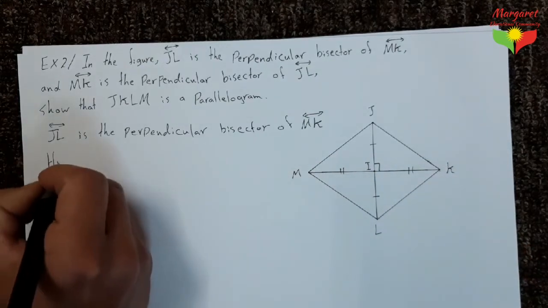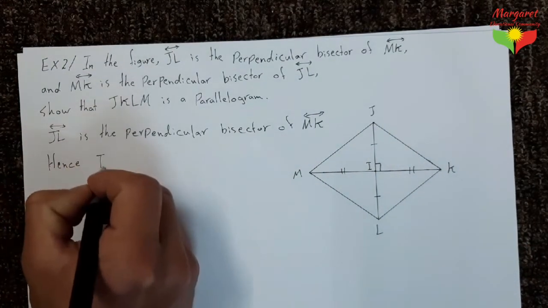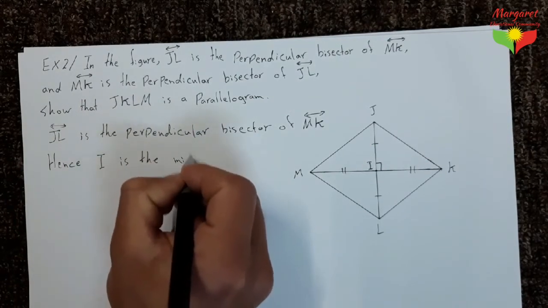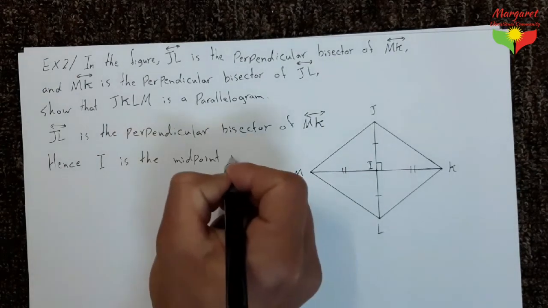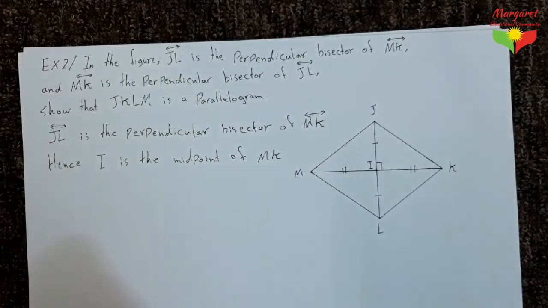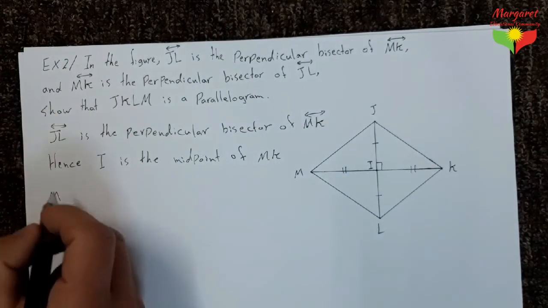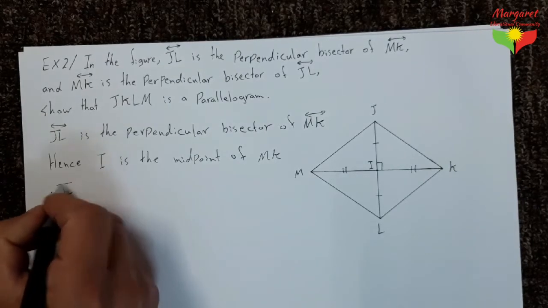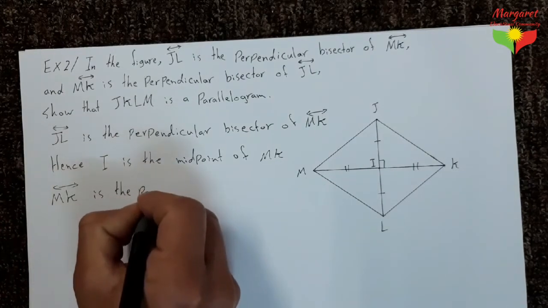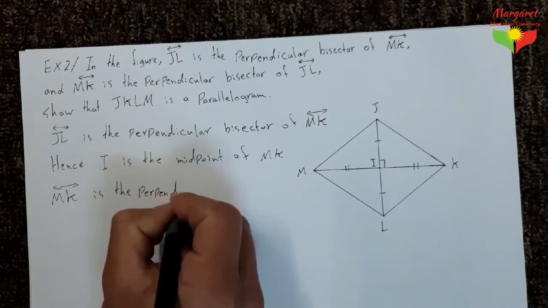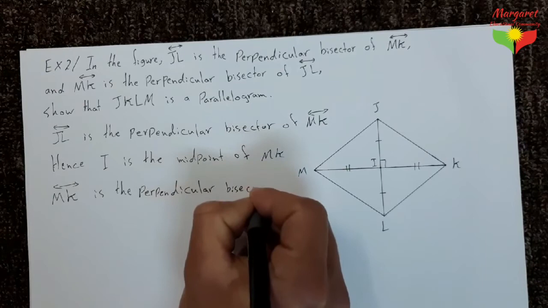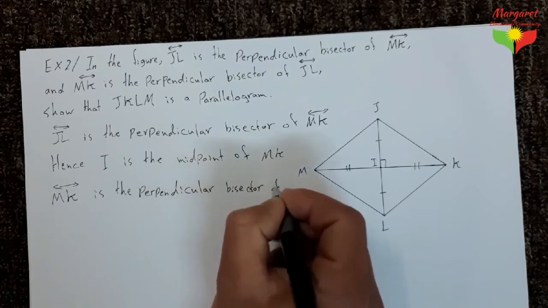Hence I is the midpoint of MK. And given that MK is the perpendicular bisector of JL.